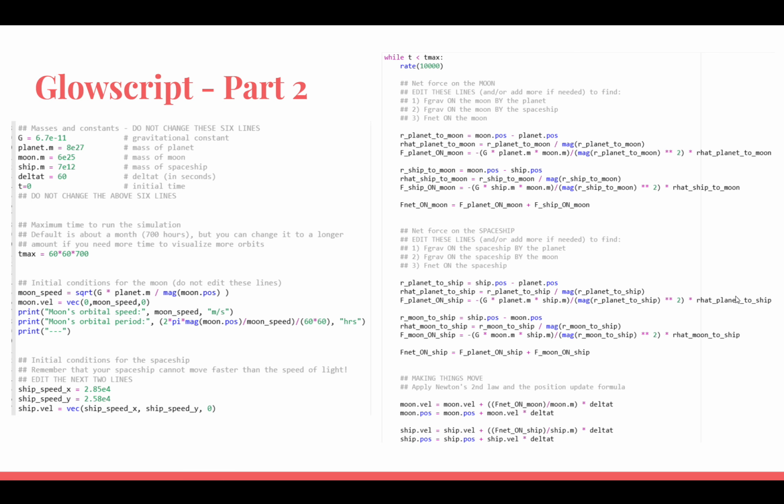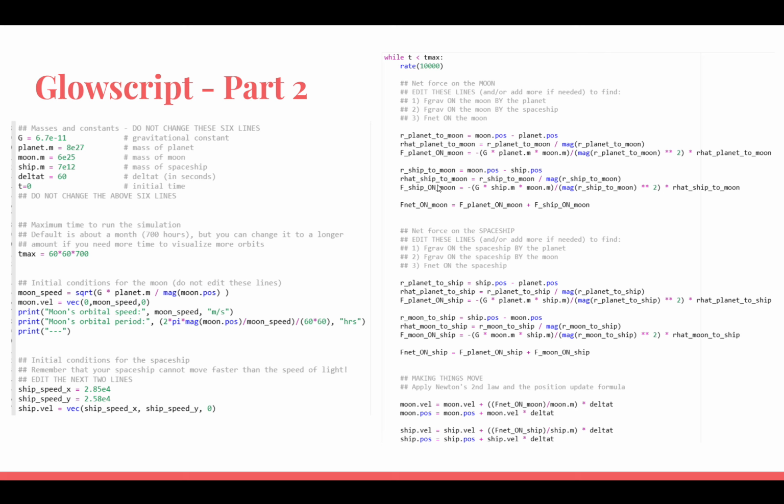And then for part 2, we had to find the initial velocity of a spaceship. It was mostly by trial and error, but these are the initial conditions I had given. My initial x was 2.85 e to the 4, my initial y was 2.58 e to the 4. And on this side, this is simply finding the radius and velocity position of everything. So here, I was able to find the force from the planet on the moon by finding the radius and r hat, and this is the gravitational force equation right here.